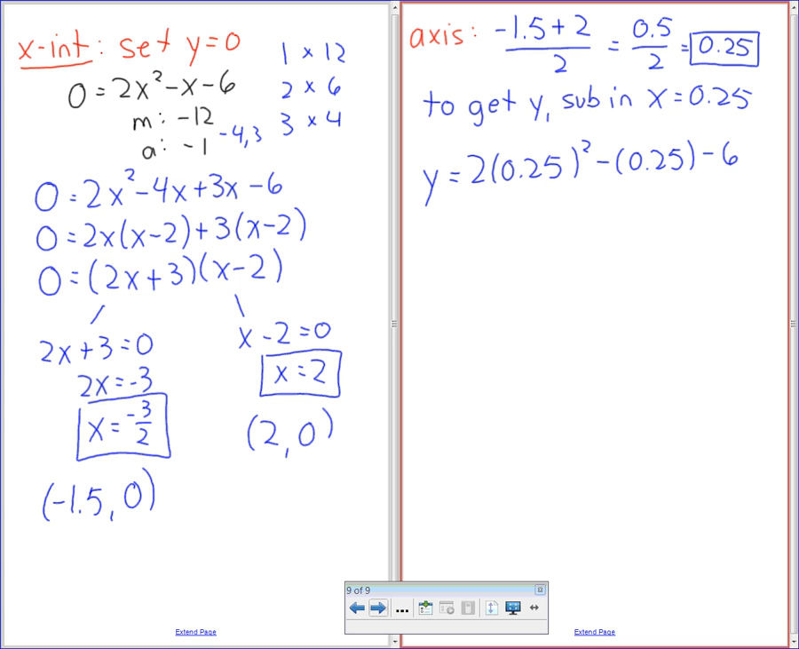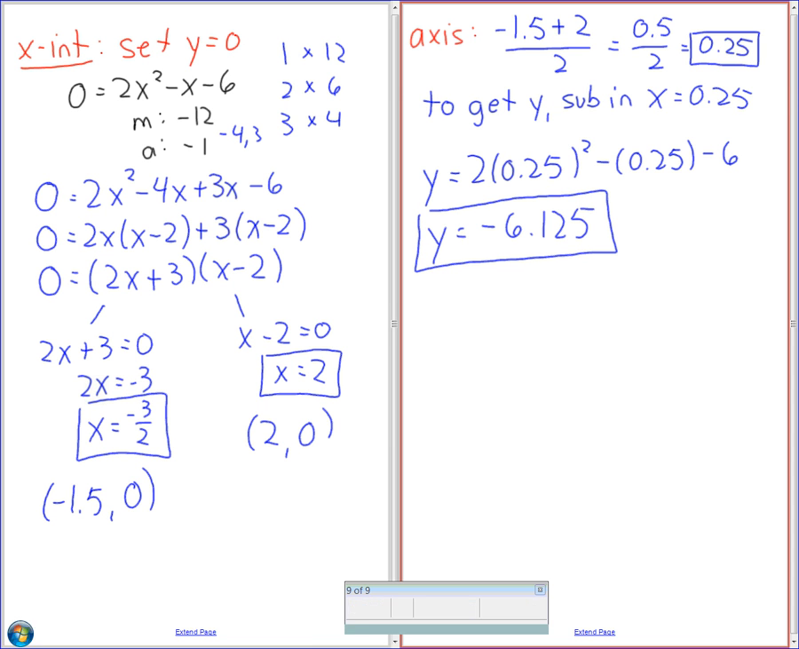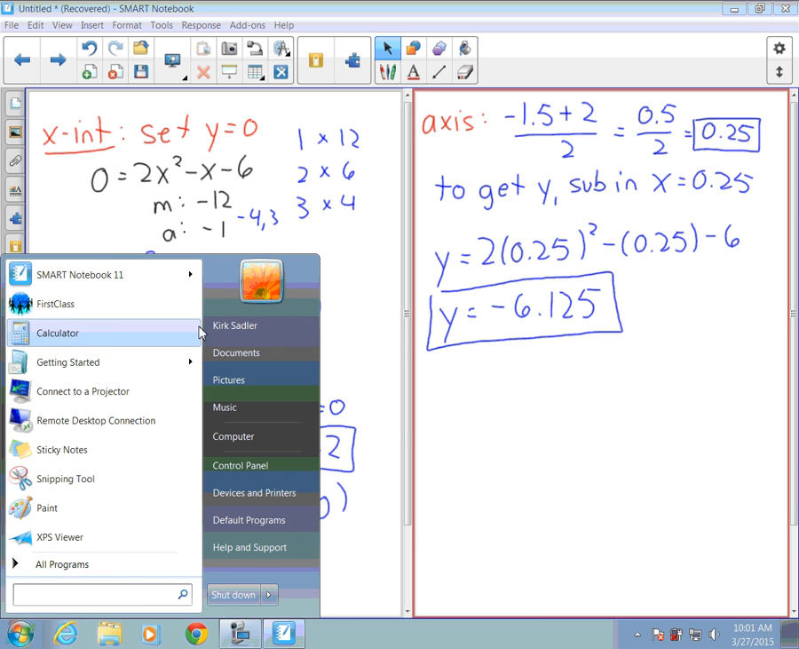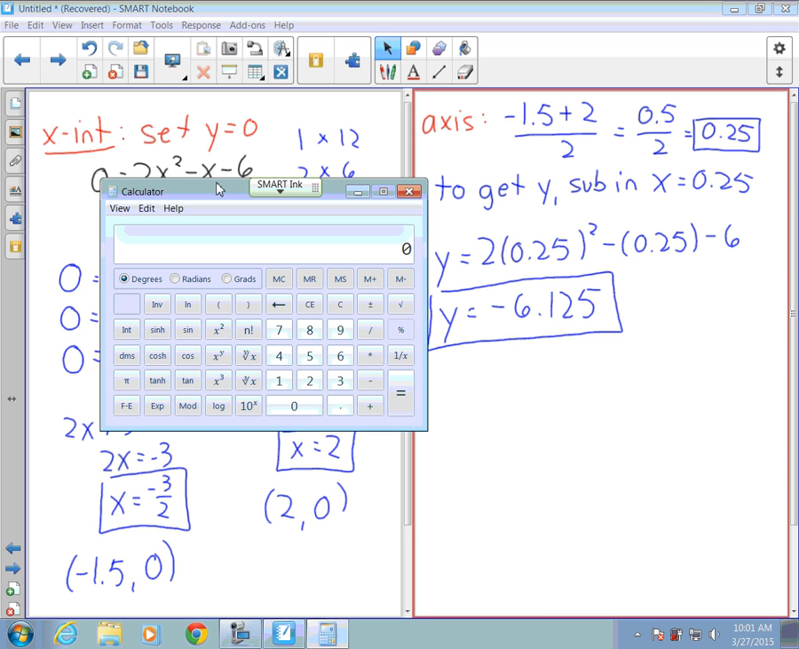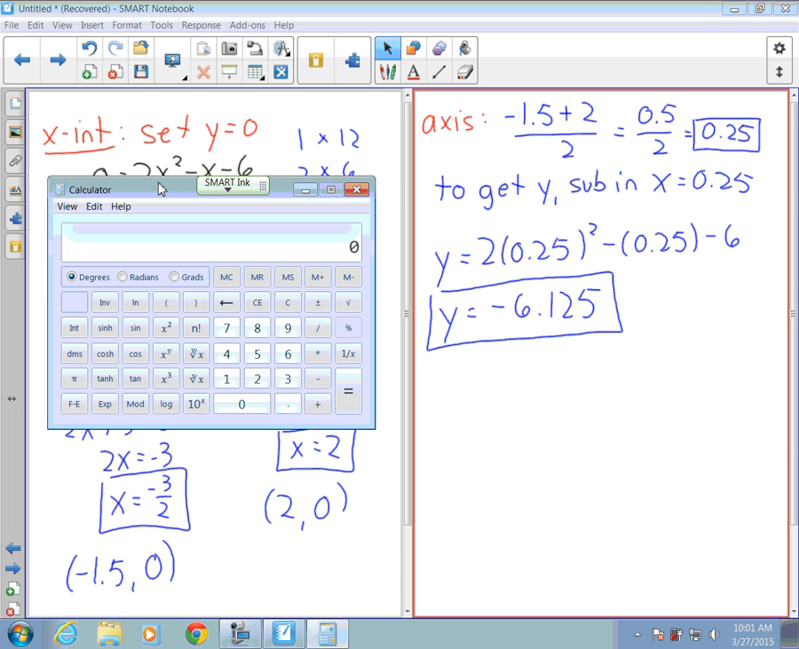Okay, so what's the number? Negative 6.1. Yes. If you were unable to get that, hold on a sec and take a second to make sure you can get that. If you can't get that number, I will show you using my handy-dandy calculator. How do we get that? You do 0.25, and then you square it. Then you do times 2. Then you do minus 0.25, and then minus 6. So you get negative 6.125.